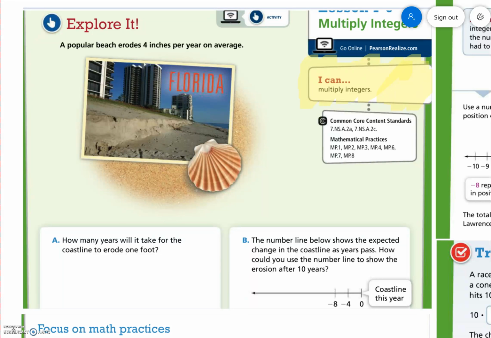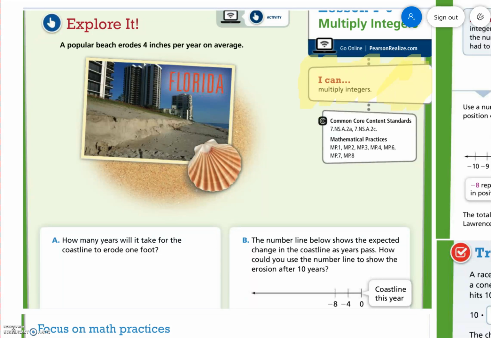Explore it. A popular beach erodes 4 inches per year on average. Part A wants to know how many years will it take for the coastline to erode 1 foot. And part B says the number line below shows the expected change in the coastline as years pass. How could you use the number line to show the erosion after 10 years?